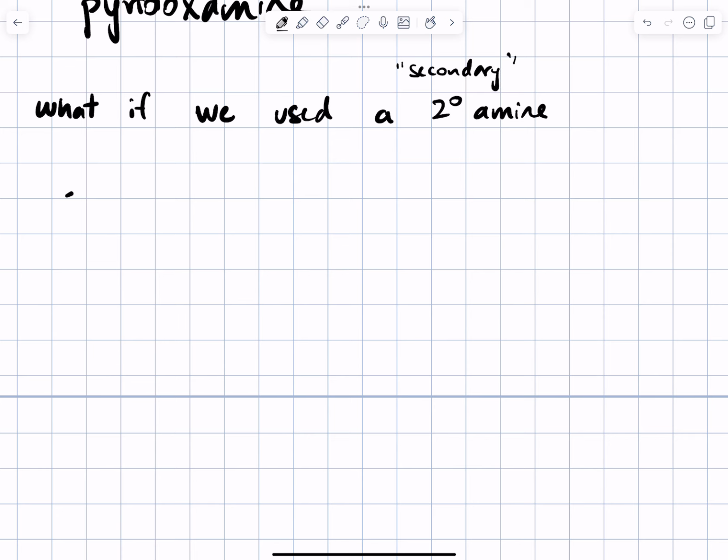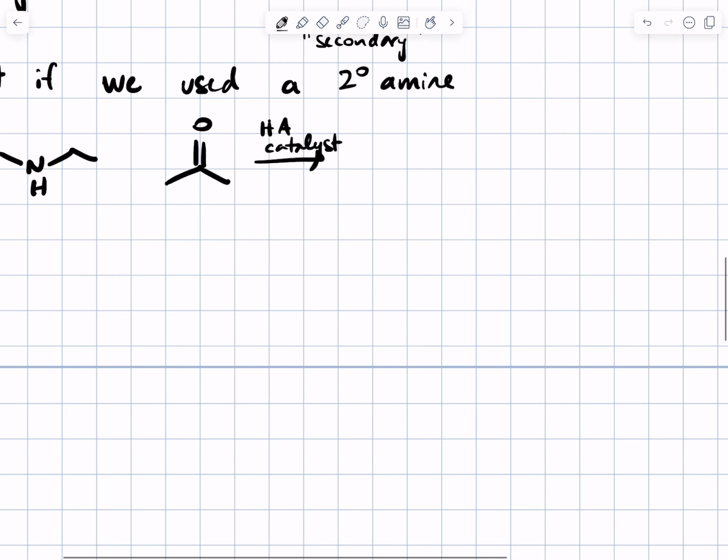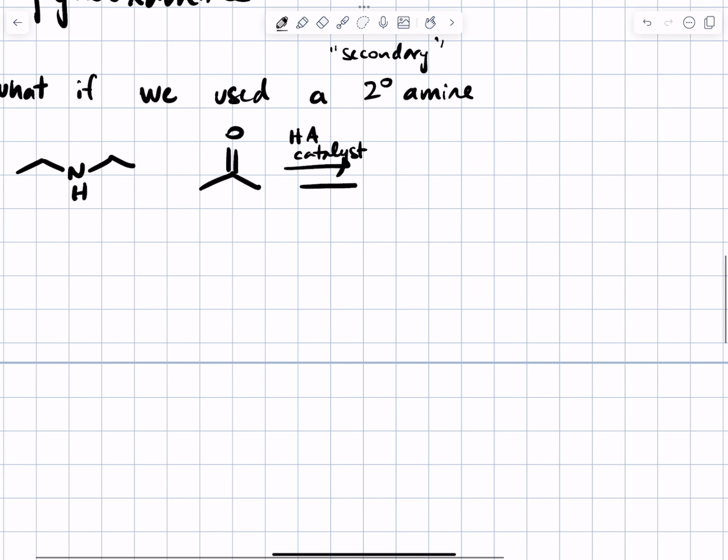So let's see how that might happen. Let's use an amine with two alkyl groups, and then let's use this ketone, and we'll use some acid catalyst. Now, I'm not going to show you the mechanism. You're going to need to review that. We're going to skip all the way forward to the iminium ion.